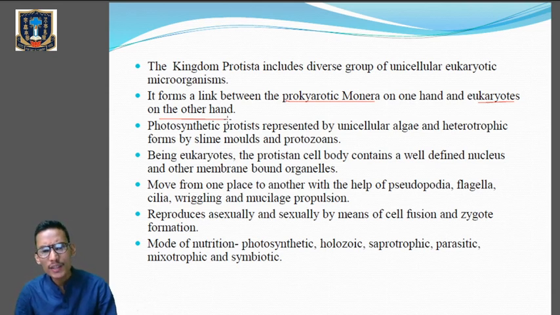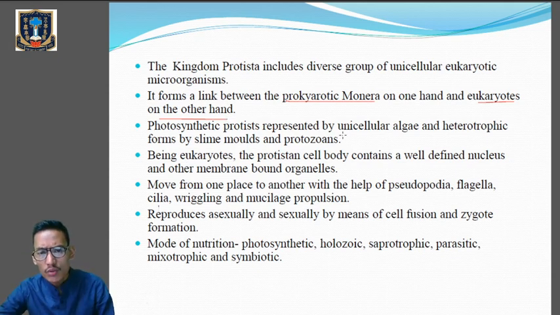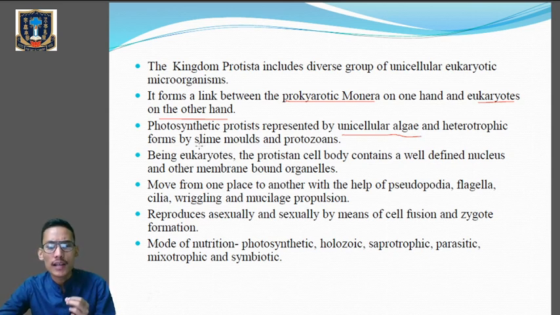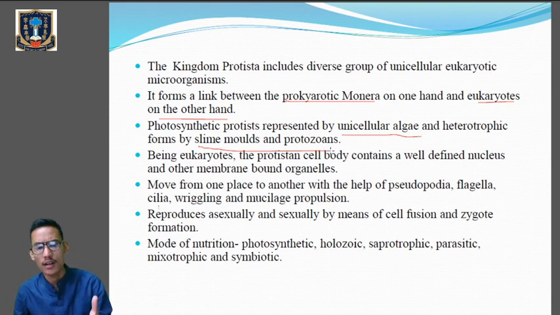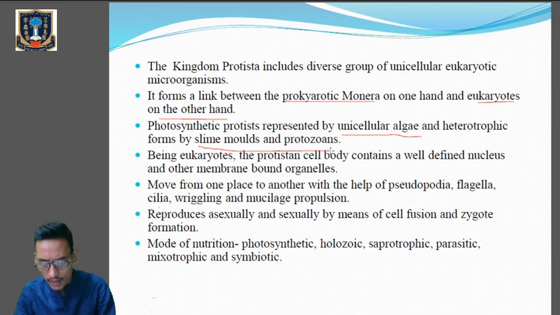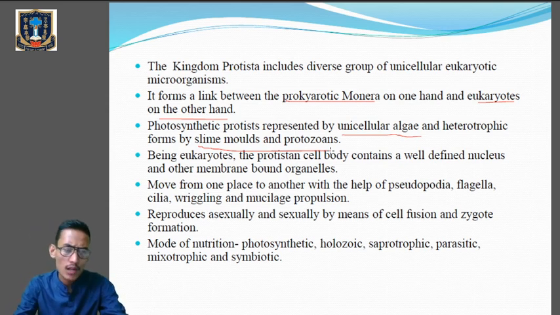Now, photosynthetic protists, that means those who are able to undergo photosynthesis, are represented by unicellular algae, and those who are heterotrophs are represented by slime molds and protozoans. Clear? Since these Protista are eukaryotes, they contain a cell body with a well-defined nucleus, and they have several membrane-bound organelles. Membrane-bound organelles means they have mitochondria, Golgi body, and ribosomes.